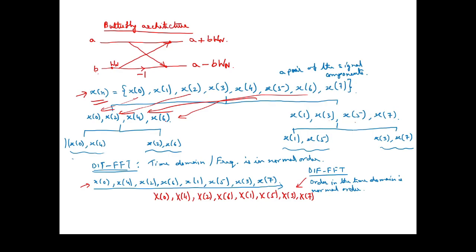Now again we have to decimate it, because in the butterfly architecture I told you that we will work with only two signal components. If we decimate again, x0 and x4 come on the left hand side, and then we have x2 and x6. Similarly over here also, x1 and x5, and then x3 and x7.